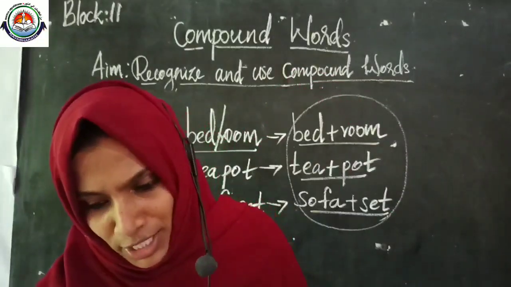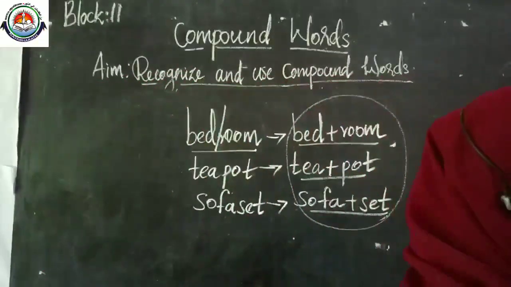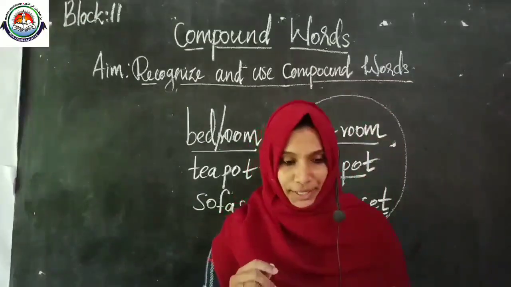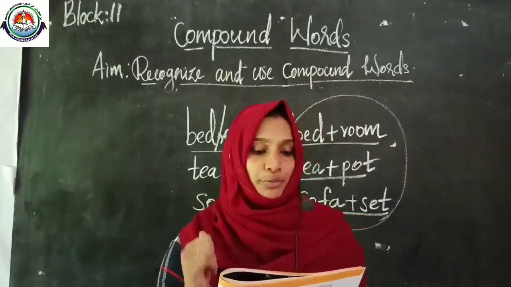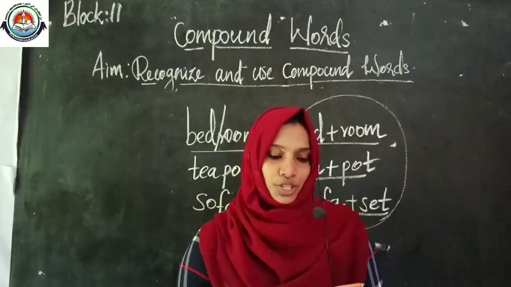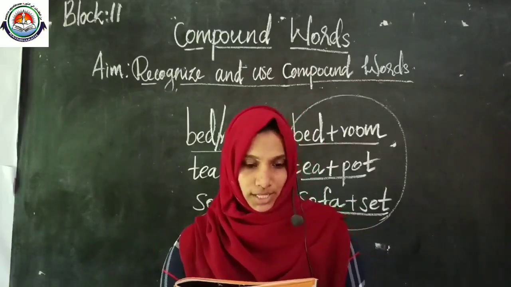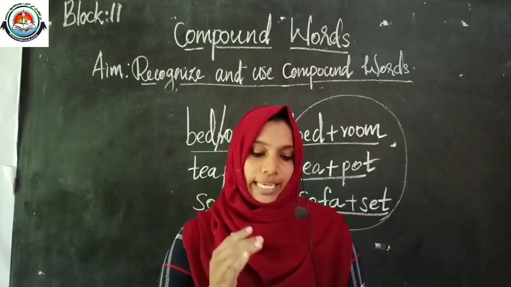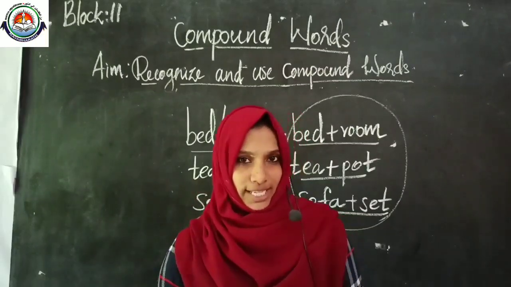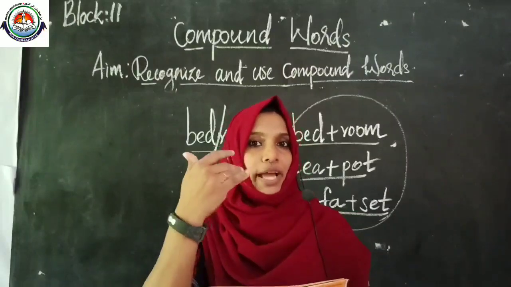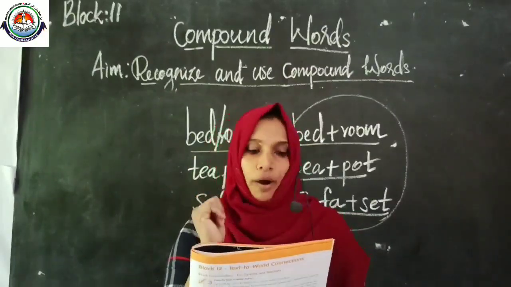So dears, now let's move on to our workbook from page number 18. S for compound words. Let's read the first question. Question number 1. Underline the compound words in the sentences. My friend gave me homemade chocolates. Here the word home and made is a compound word.